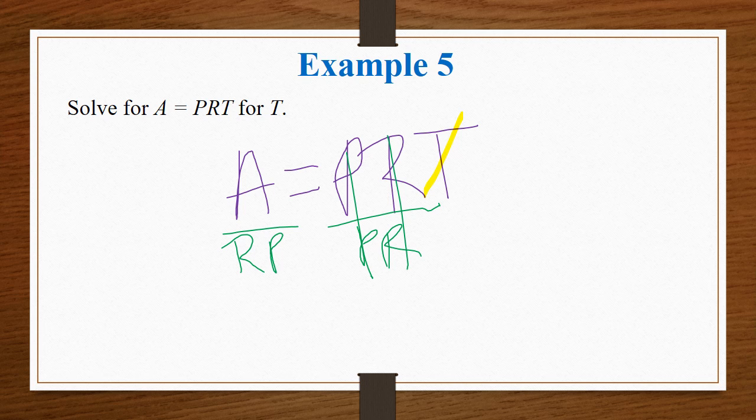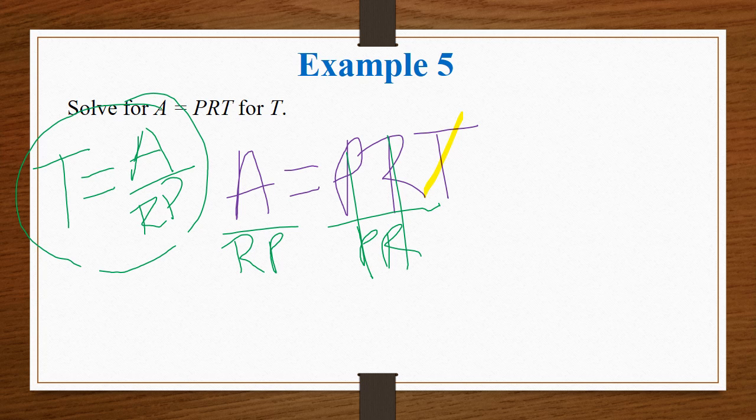So now I know that T all by itself leaves A over R times P. And that would be my answer. Does it matter which way it is? Like if you did A over PR? No, ma'am. Just like saying if I had 2 times 3, it doesn't change if I say 3 times 2. It's going to stay the same.